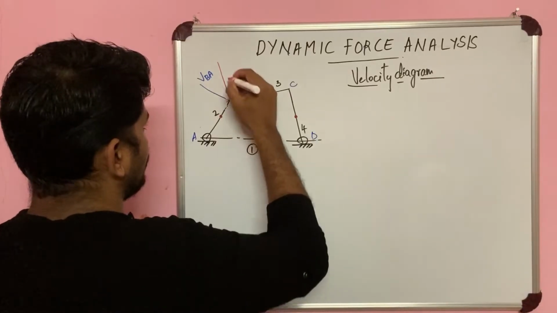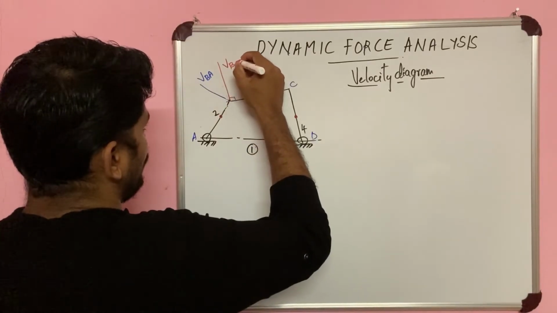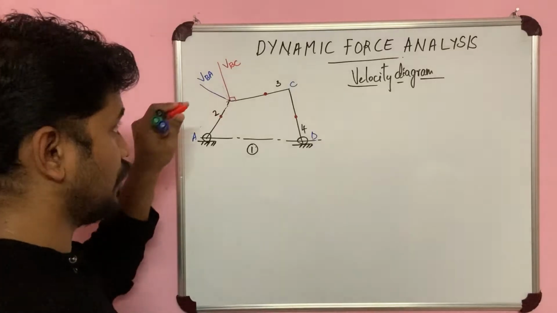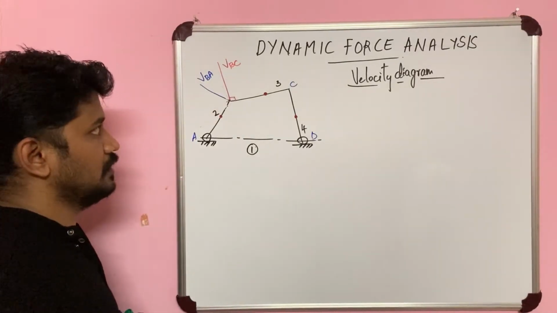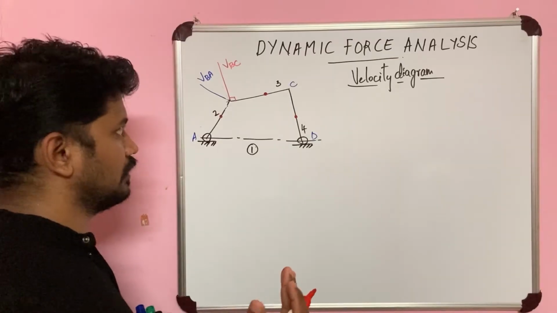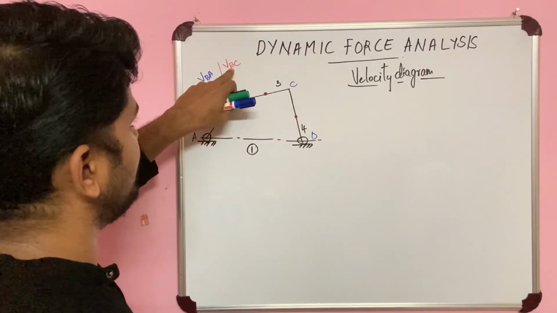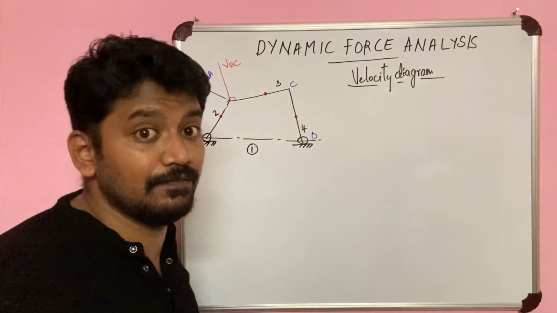This is also perpendicular to the link. This is velocity of B with respect to C. Now I have not marked the direction. I will tell you how we will come to know the direction. Now this is velocity of B with respect to C. So this is the relative velocity method.